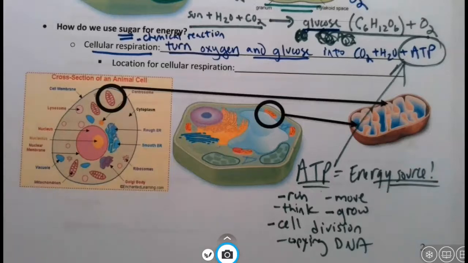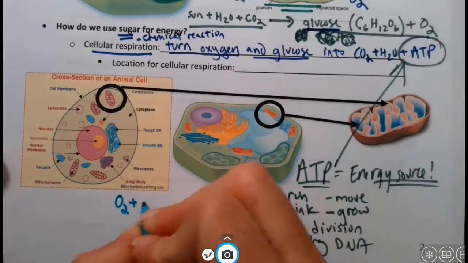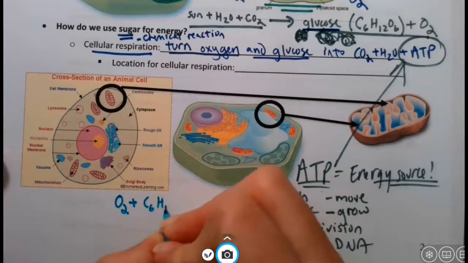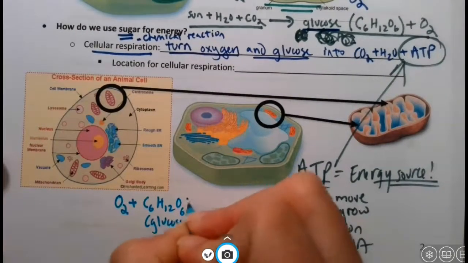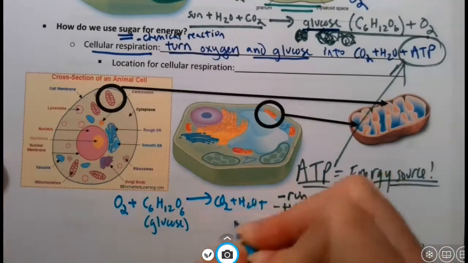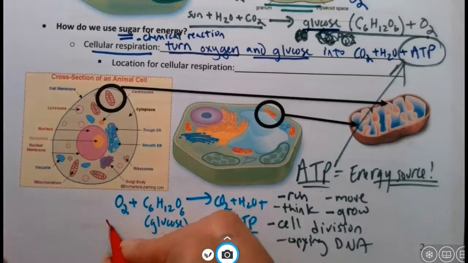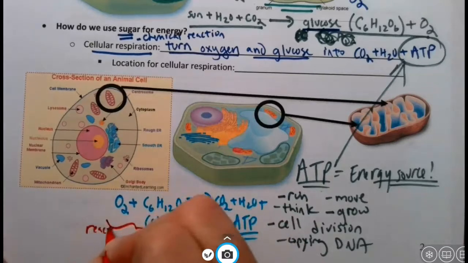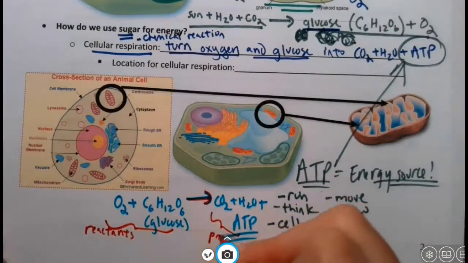And if we wanted to do the chemical reaction for that, we could say, okay, what do we put in? We put in oxygen gas and glucose. This is glucose. And we turn them into carbon dioxide, water, and the most important one, ATP, our energy source. So these over here are our reactants. And then this arrow says these reactants are turned into products.